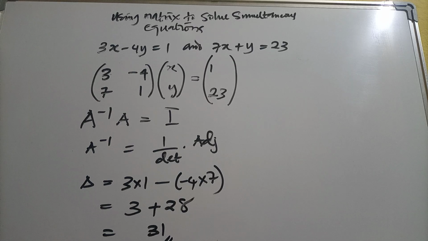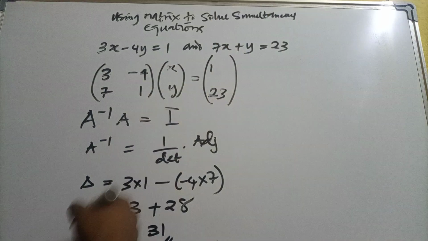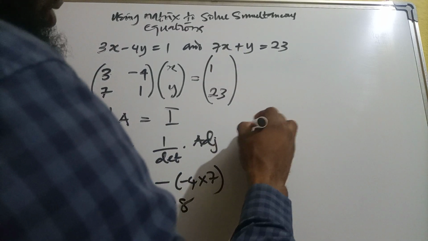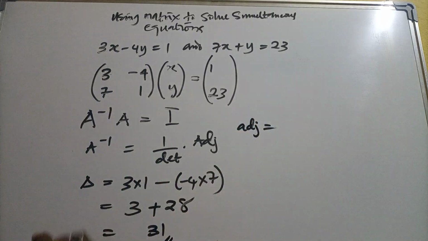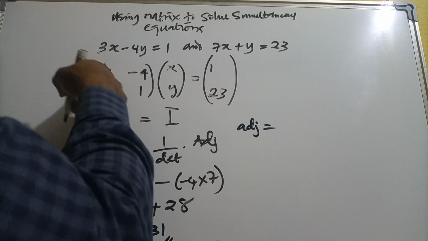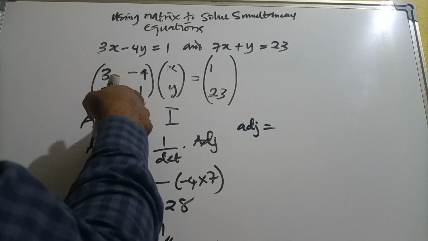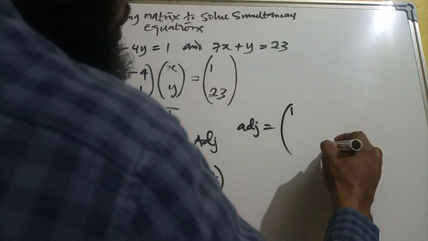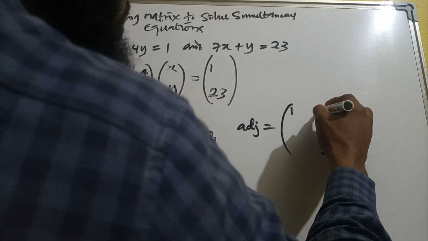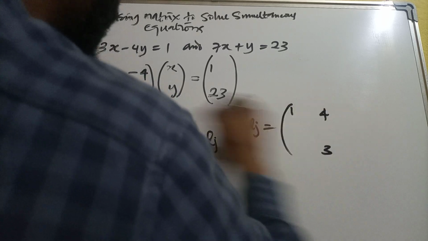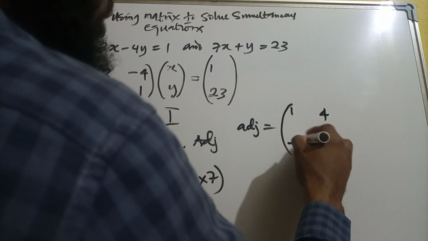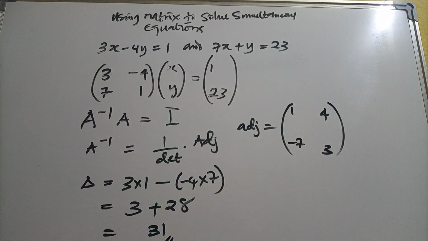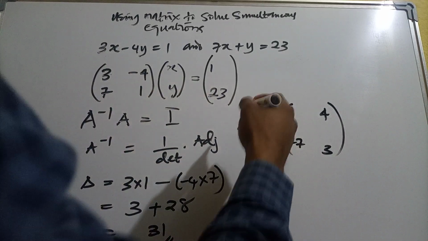Since we've gotten the determinant, we need to get the adjoint of that matrix. For the adjoint, we interchange the main diagonal: this one goes down, this one comes up, and then we multiply the other diagonal by minus 1. So that will give us 1, 3. Then I'm multiplying minus 4 by minus 1, which gives plus 4, and multiplying 7 by minus 1, which gives minus 7. So this is now the adjoint of this particular matrix.